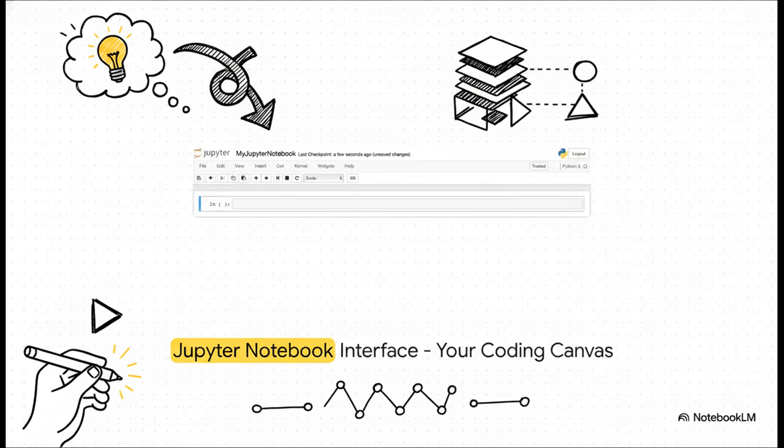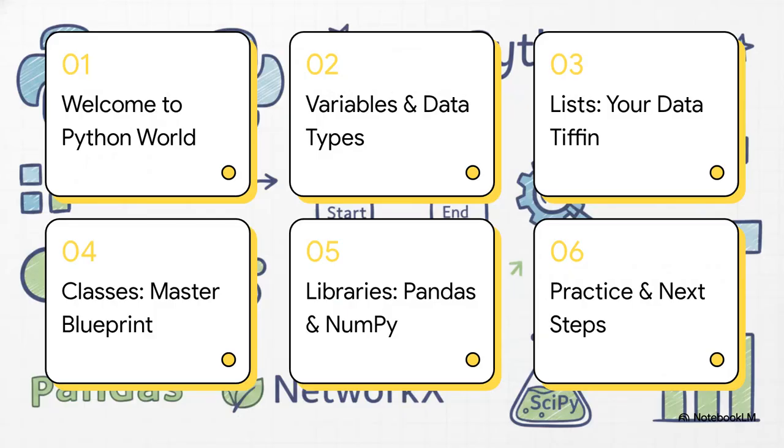This is the Jupyter Notebook. It's a fantastic environment heavily used in data science and web development. It basically lets us write code, see the output instantly, and build our skills step by step at our own comfortable pace. Okay, here is our roadmap for today.